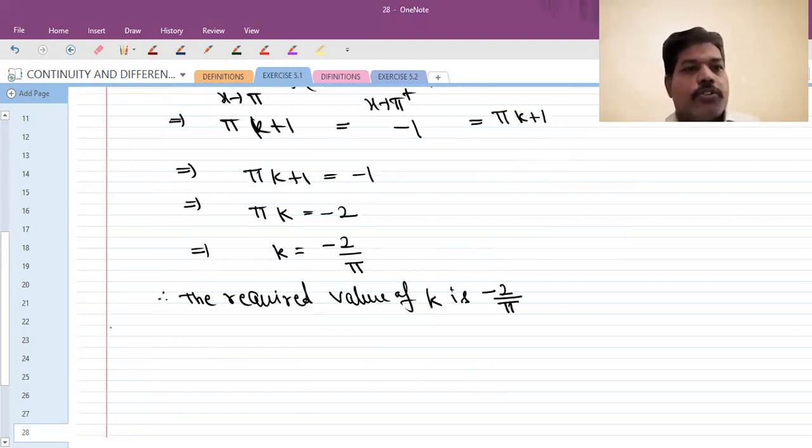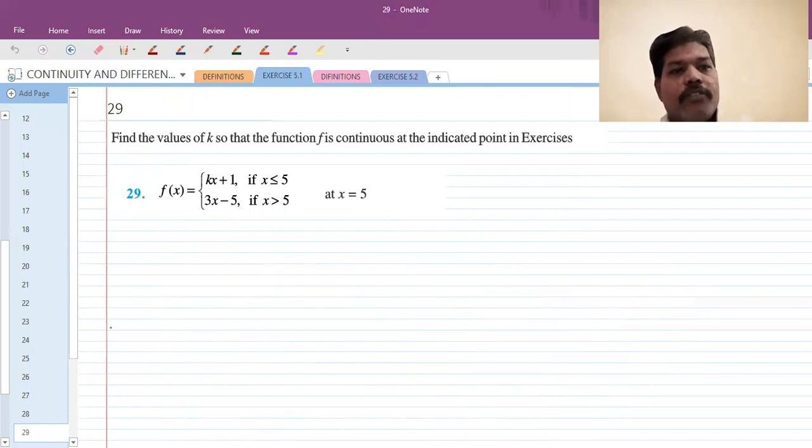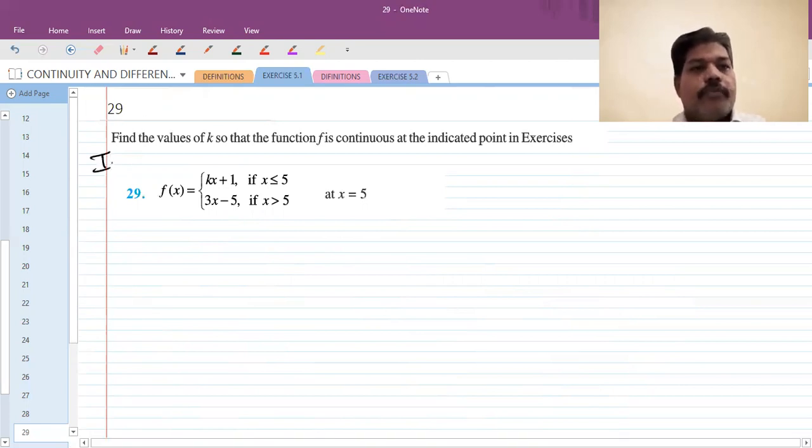See the next question. Find the value of k so that the function f is continuous at the indicated point, that is x is equal to pi. The function is continuous at x is equal to pi, then what is the value of k? See that question, students, what is given? It is also an important question here. So one more important question.